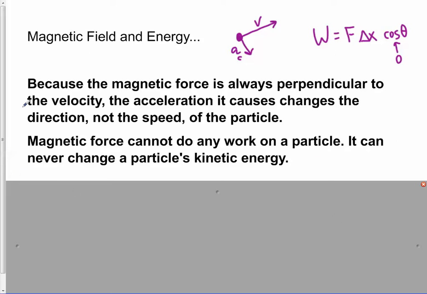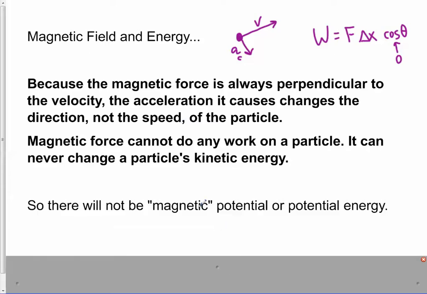And of course, these two things kind of go together. Because there's no work being done, that also means there's no additional kinetic energy, and that's another way to think about why the magnetic force cannot speed up or slow down a particle. It can only turn it. So that means there isn't going to be any magnetic potential energy, because magnetic force doesn't partake in the adding or taking of energy. It just doesn't do that. It doesn't do work. Okay?